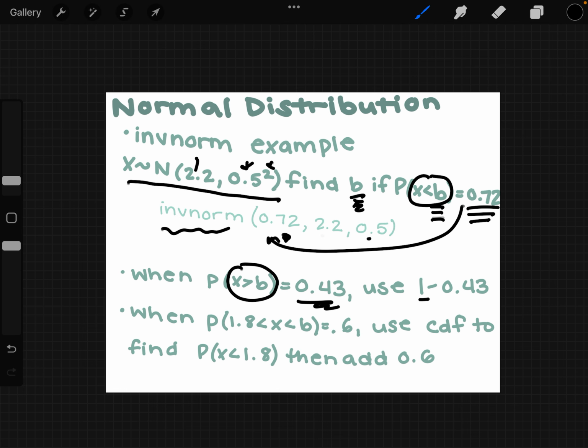If we are given a range where we're given one number and not the other, we can use the CDF to find the probability that X is less than whatever that lower bound is, then add that to the probability that we were given, and then solve using the invNorm function on our calculator.